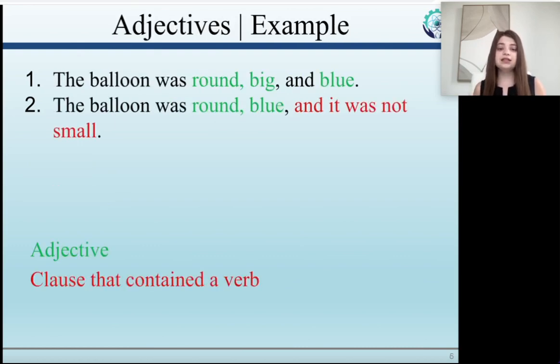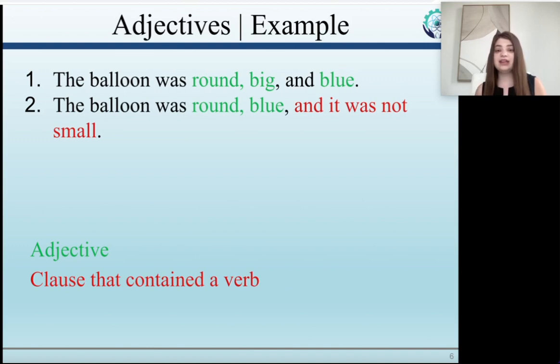Okay, here's an example with adjectives. We could say the balloon was round, big, and blue, right? If we say the balloon was round, blue, and it was not small, that has the same meaning, right? But the and it was not small thing, that's a clause that contained a verb, right? That's not balancing our adjectives, right? And so it's stronger to just say the balloon was round, big, and blue, right?